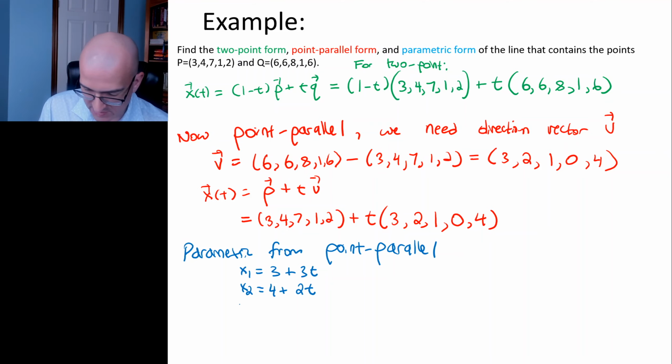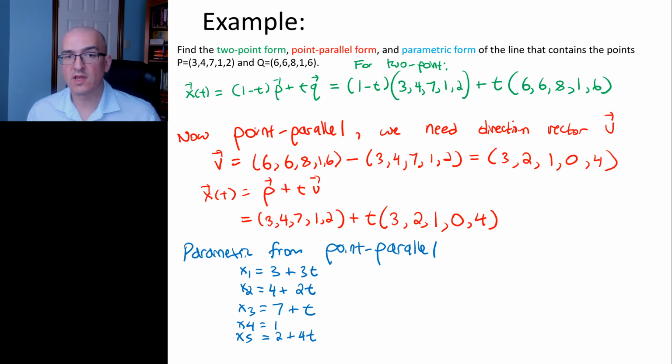And then x3 is 7 plus 1 times t. x4 is 1 plus 0 times t, so just 1. And finally x5 is 2 plus 4t. That's it. That's our parametric form of the line in 5 dimensions.